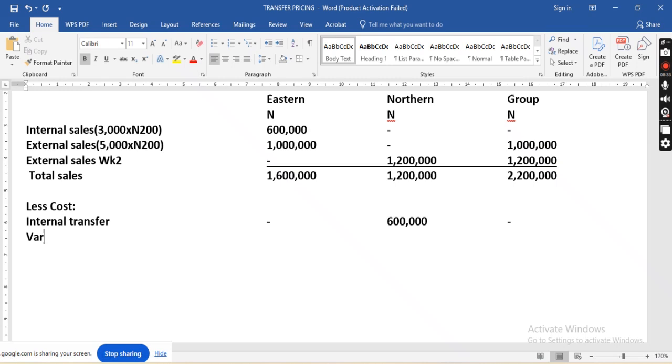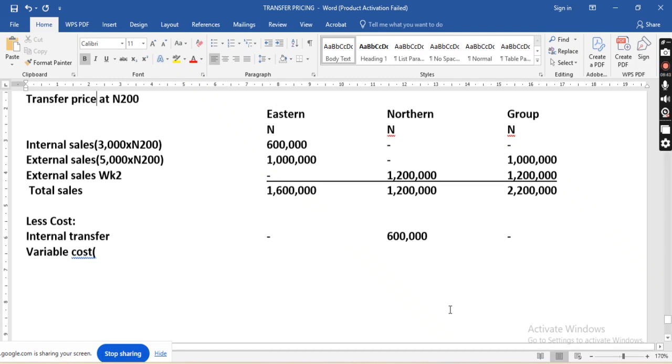So the variable cost, don't forget, is not at capacity level. We would have multiplied the variable cost by the whole 10,000 tons for the Eastern. Had we not been given the capacity level, the question would have changed to opportunity cost, right?